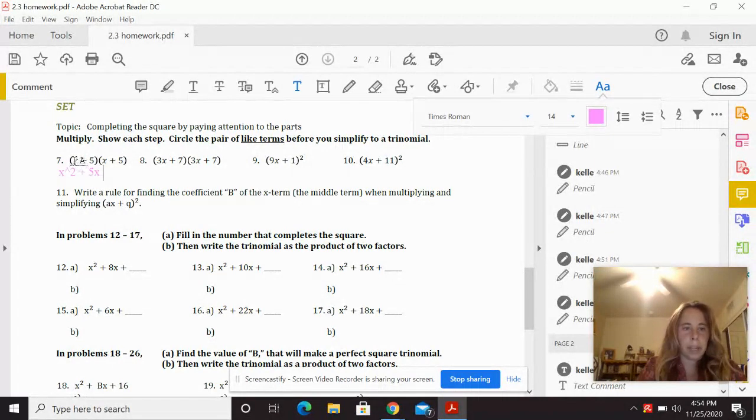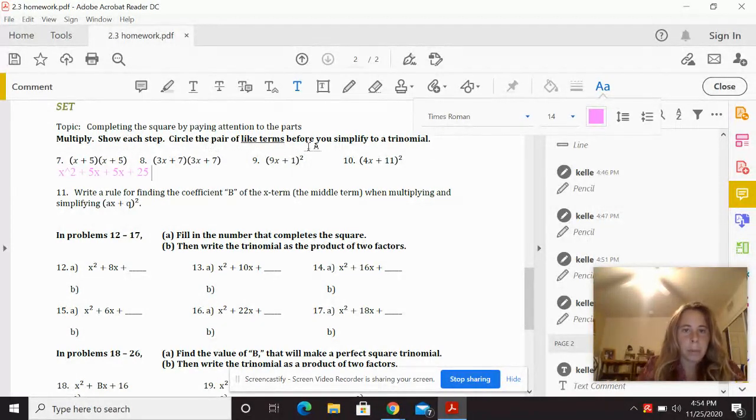All right, we're done with the x. You can cross him out. We don't need him anymore. He's useless. Move on to your 5, right? Distribute your 5. 5 times x, 5x. And then 5 times 5 is 25. So that's 25. All right.